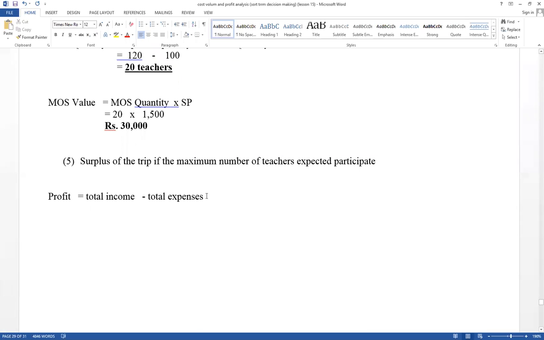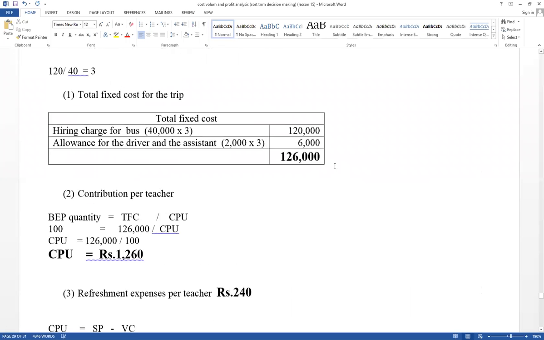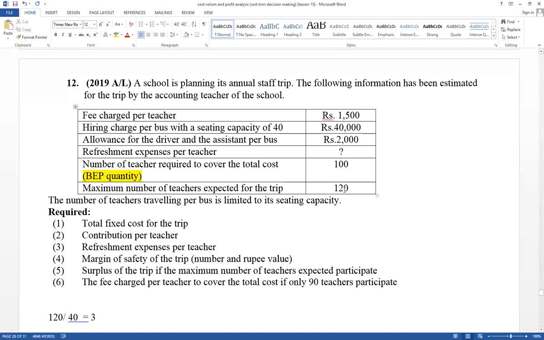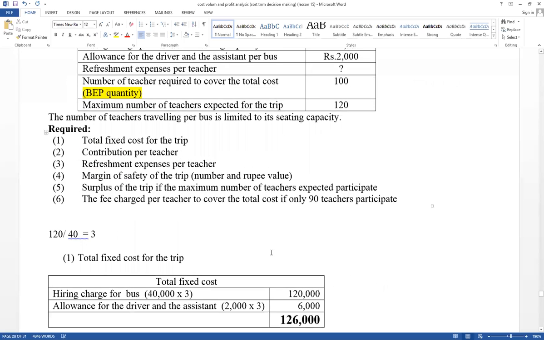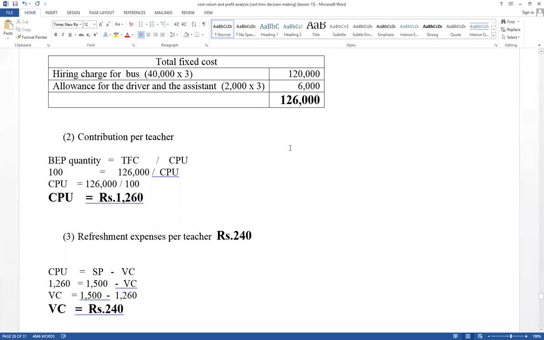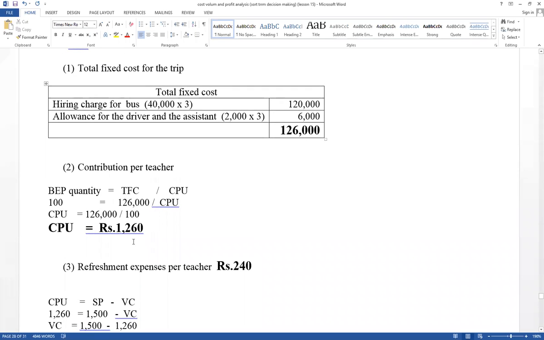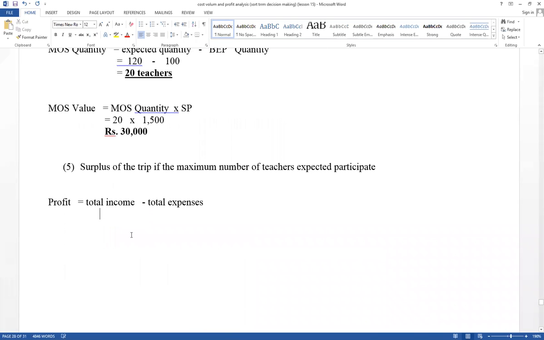Think about the number of teachers participating. Maximum number of teachers equals 120. It has been given as an example. Maximum number of teachers participating is 120, and as the selling price, 1500 should be considered. Therefore, this is the selling price. Variable cost per unit is also calculated, and total fixed cost we know. This is total fixed cost, and variable cost per teacher.